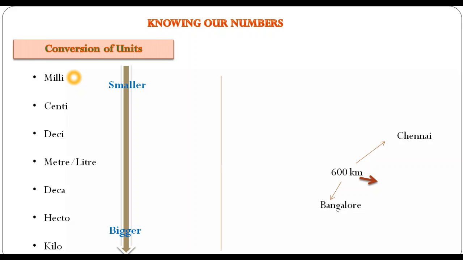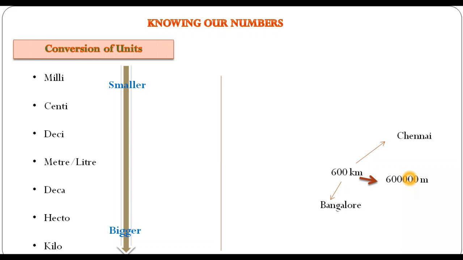And these units can be converted from one unit to another. Let's say 600 kilometers. If I want, I can write 600 kilometers in terms of meters as well. It is just that 600 kilometers would mean 600 into 1000 meters. Basically, this many meters. Similarly, if I want to write the same in millimeters, we can even do that.